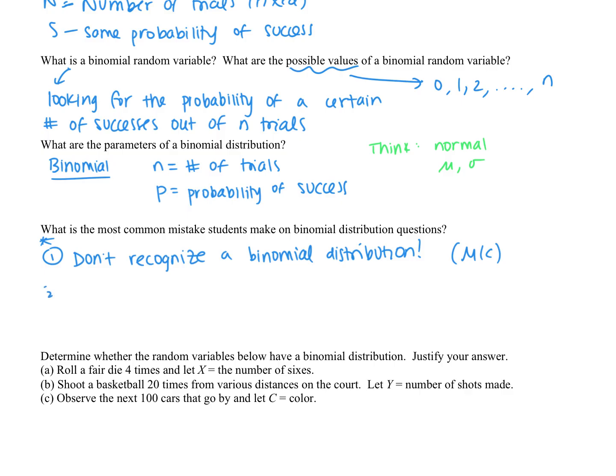The second mistake that people run into is they write binomial out, but they don't list n and p. So if you write binomial and then use your calculator, you're not going to get full credit because you didn't give n and p.